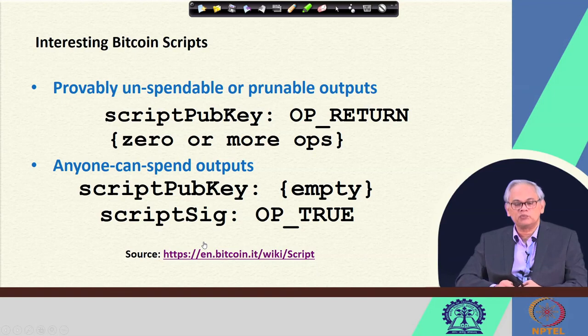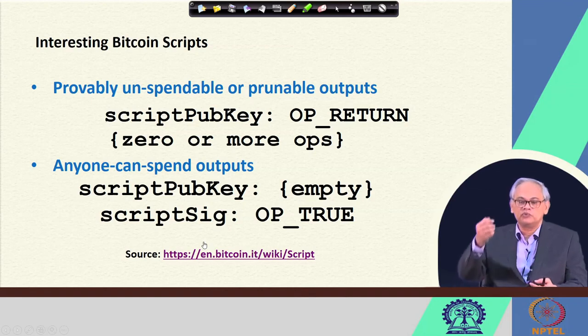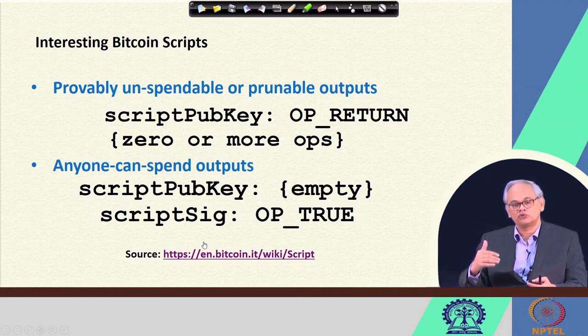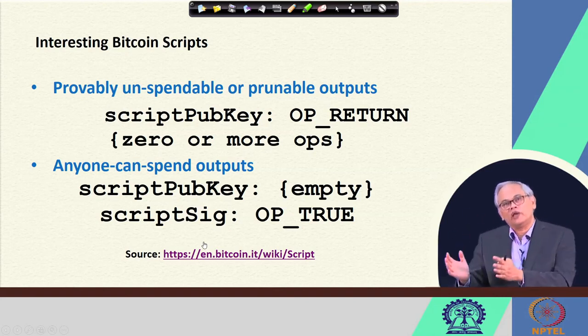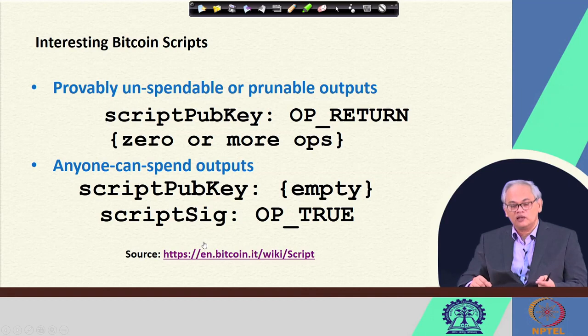Say for example, if the script pub key simply does an OP_RETURN, that means that the first step that will be there, this will be pushed at the top of the stack. First the script sig part will be put, and then the script pub key will be pushed and be part of the script. So, the combined script will be script sig followed by OP_RETURN, and then when OP_RETURN is pushed, it returns that it is not going to do any further processing, and it will simply return.